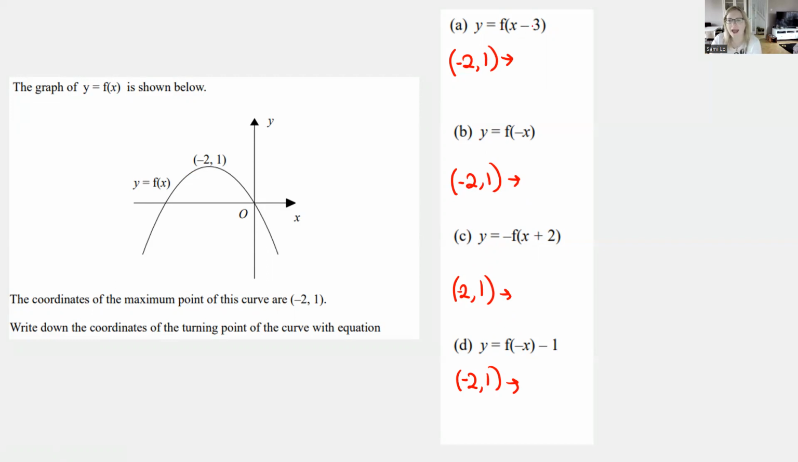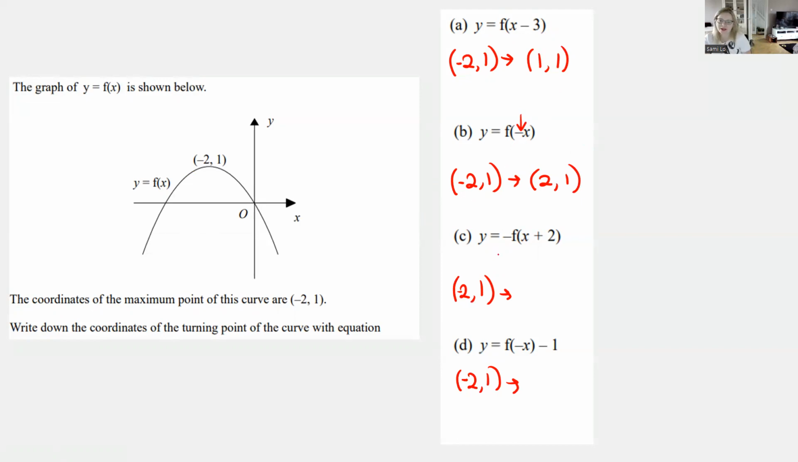Okay, so we got x minus 3. So remember, we did the opposite to what happened to the negative. So this is going to become plus 3. So minus 2 plus 3 gives you 1, and the y doesn't change. Happening inside, so we know it's happening to the x value, and obviously it's going to flip in the y-axis. So this is going to become 2, 1.